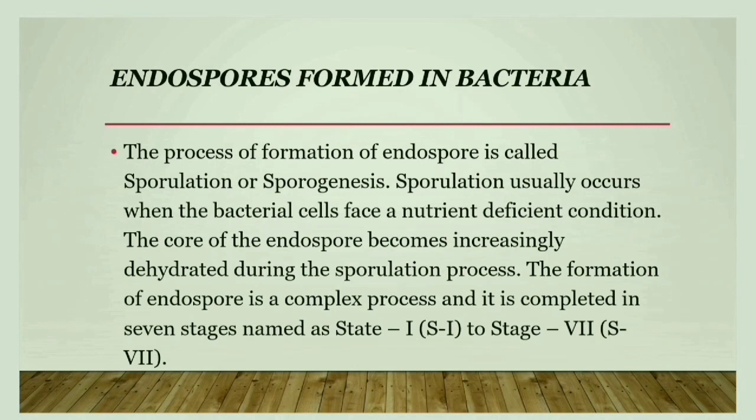Now let us discuss the formation of endospores. The formation of endospores is through a process called sporulation or sporogenesis. This occurs when the bacterial cell is deficient in nutrients. The formation of endospore is a complex process. That is, it occurs in 7 stages and they are named from S-I to S-VII.